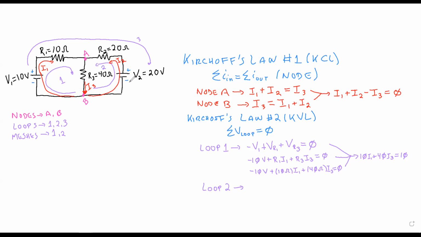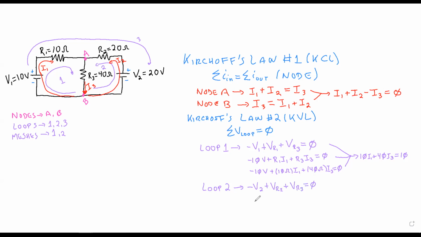So now let's go to loop 2. And I'm going to start here. What's the first thing I find if I go like this? The negative V2. What's the next thing I find? R2, this is the voltage of R2, and the voltage of R3. And this is going to be equal to 0.